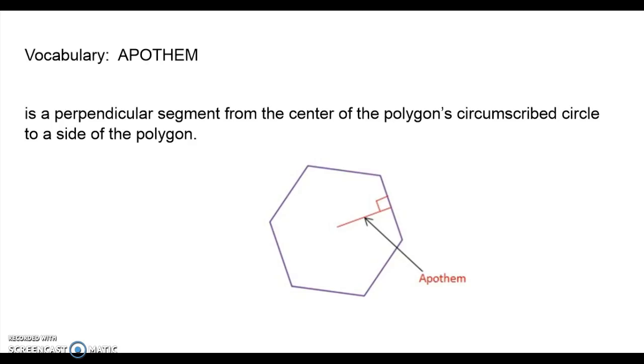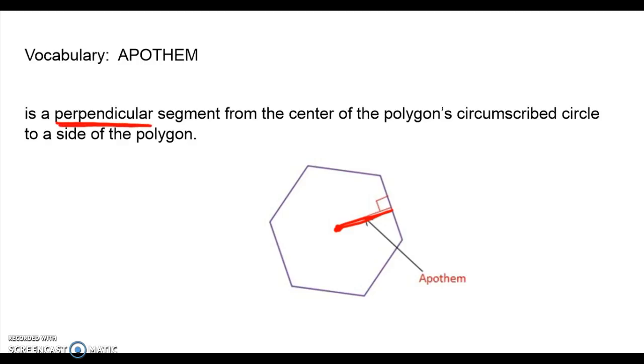the year, but an apothem is a perpendicular segment that goes from the center of a polygon to the side of the polygon. Okay, so this segment right here we call the apothem, and it goes from the center to the side of a polygon. Okay, and it's always perpendicular.